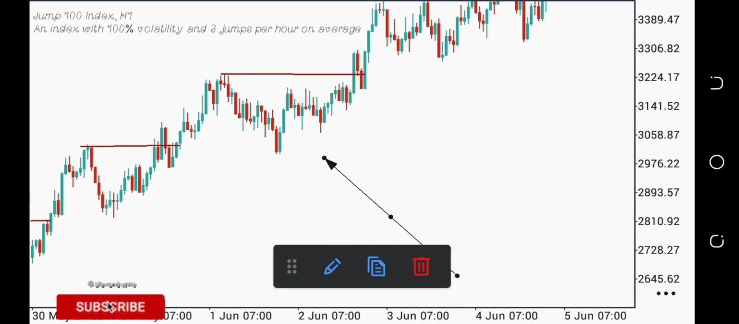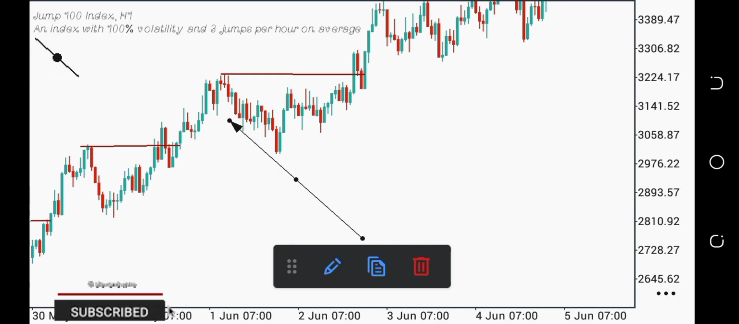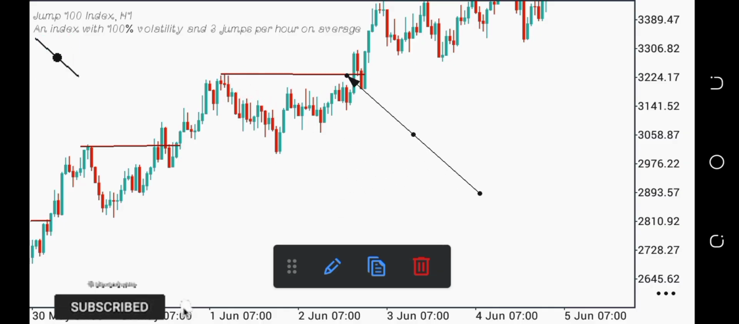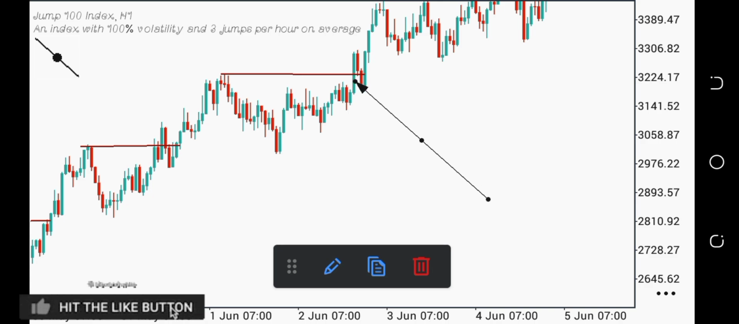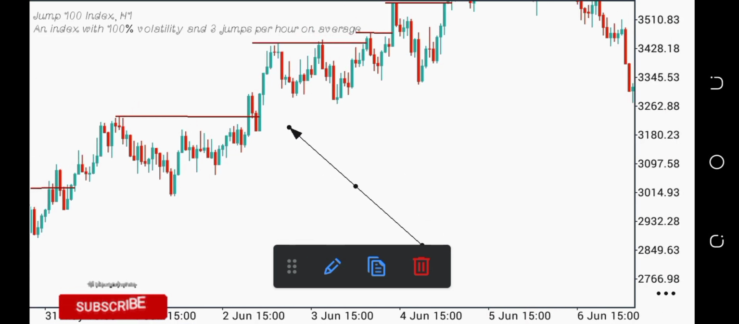Let's keep moving. Price also gave us a recent high right here. We map out our line. Price came back here and broke above it, indicating that this is a valid break of structure.